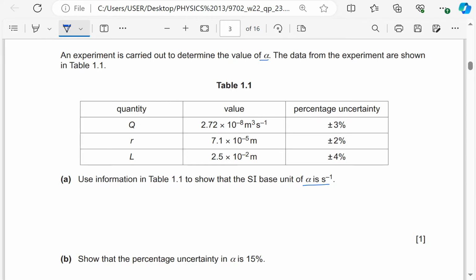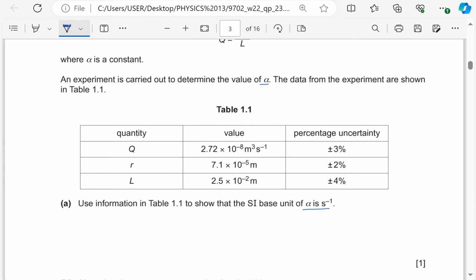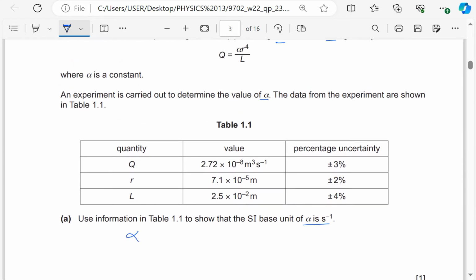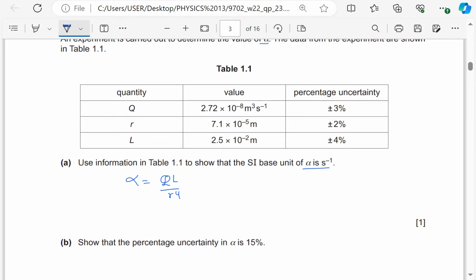Okay, so I'll first of all make alpha the subject. So alpha is going to be equal to Q times L divided by R power 4. So I have to list the units. Oh, the units have been listed. Q has been given, R has been given, L has been given.